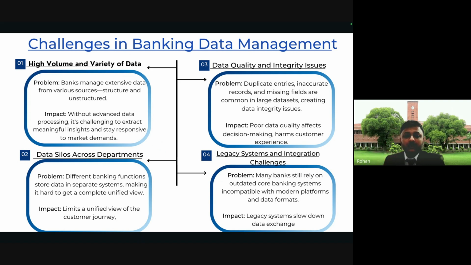Now coming to the fourth problem, there is the legacy system integration challenge, which is a fundamental problem within the banking sector. Many banks rely on outdated systems or procedures to maintain data entries, which ultimately slows down the processes of the banking sector.